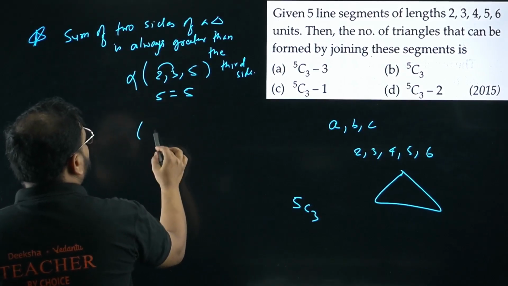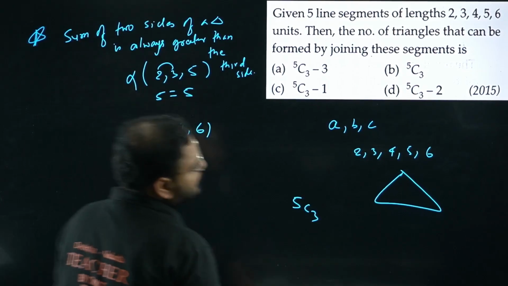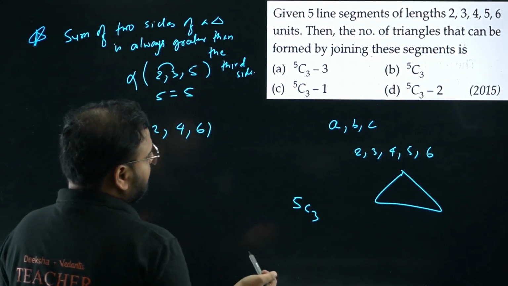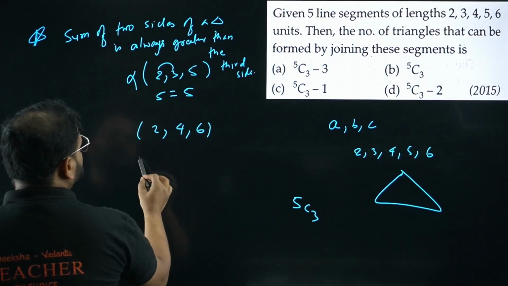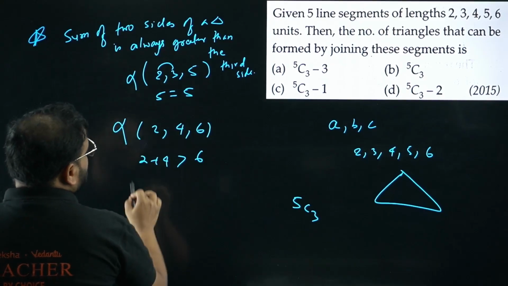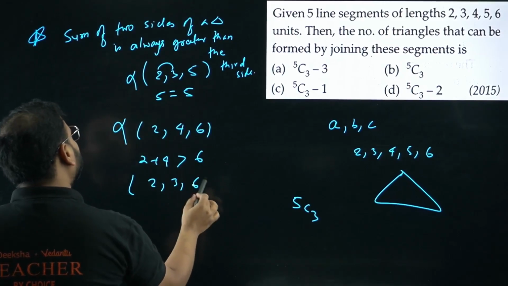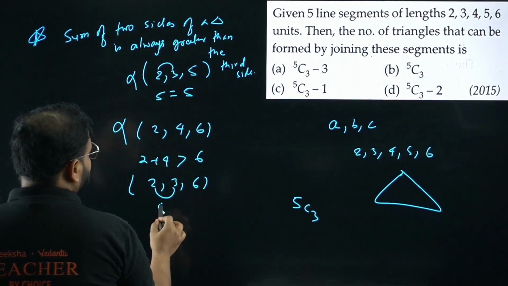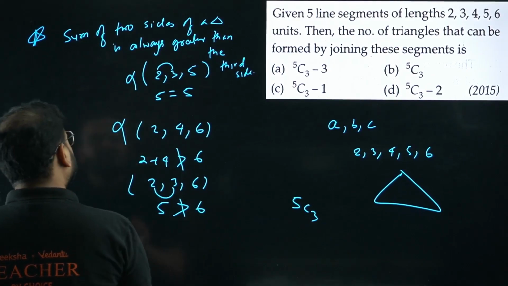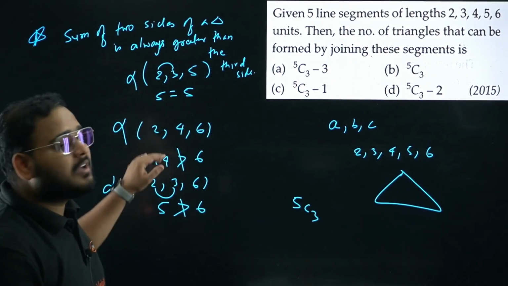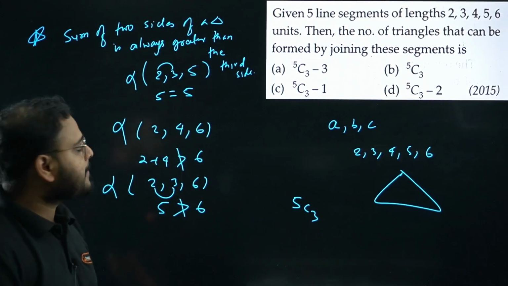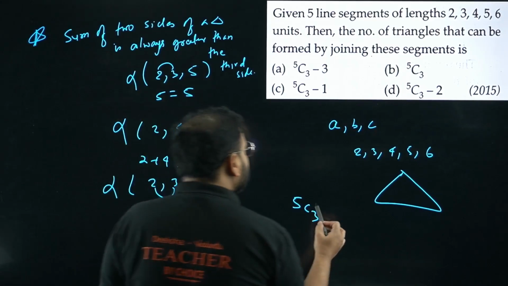Take another combination: 2, 4 and 6. Here 2 plus 4 is not greater than 6, hence this is also not possible. One more: 2, 3, 6. 2 plus 3 is 5, which is not greater than 6, so this is also not possible. So I have to remove 3 such cases: 2, 3, 5; 2, 4, 6; and 2, 3, 6. If I remove these 3 cases, that's my result.